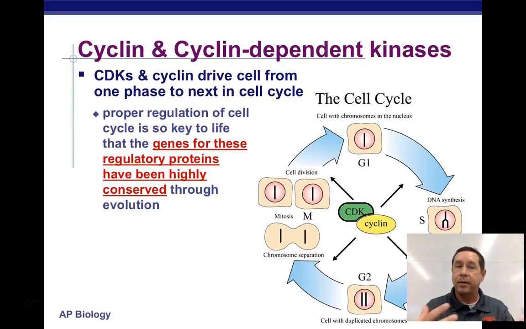In order to make sure the cell goes through the cell cycle properly and that everything's been done before it moves on to the next stage, we have this regulatory mechanism. Because this is such a key aspect of life, the genes for these regulatory proteins have been highly conserved. In other words, they haven't changed much throughout the history of life through evolution. They're all pretty much the same.